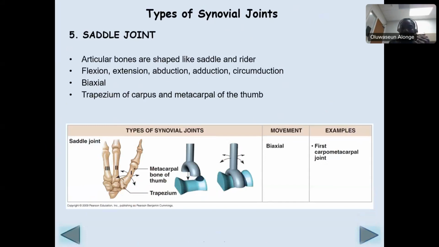So we call it saddle joint. All right, they are able to flex, extend, adduct, abduct, and circumduct. You see that?